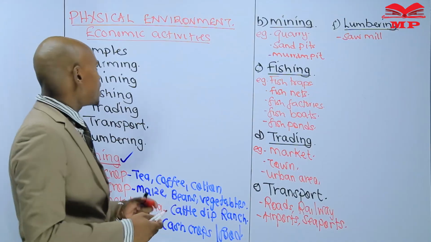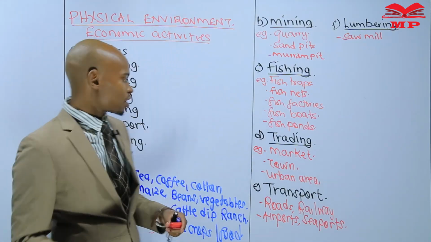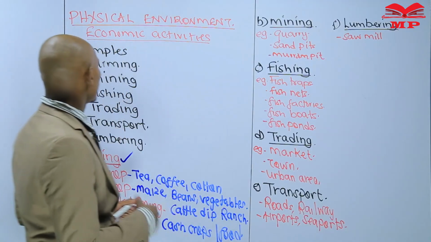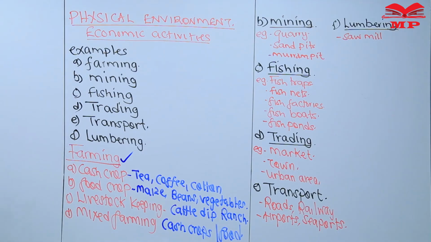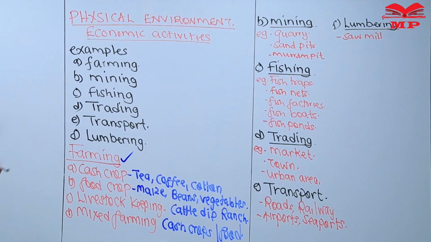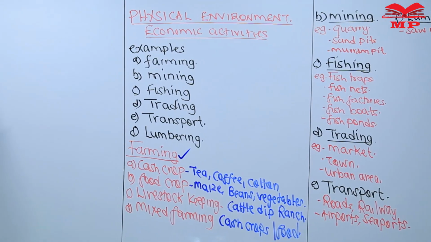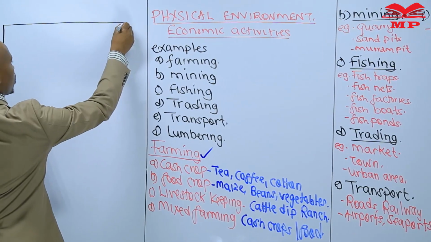These are some of the main economic activities that we normally come across when it comes to map interpretation, and they are very major. For that reason, it's good to give an example in a map setting. This is a map.